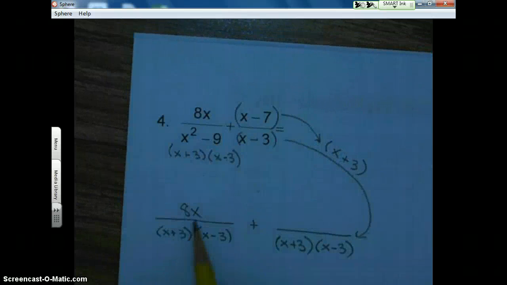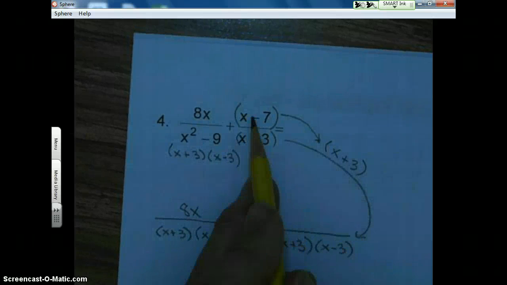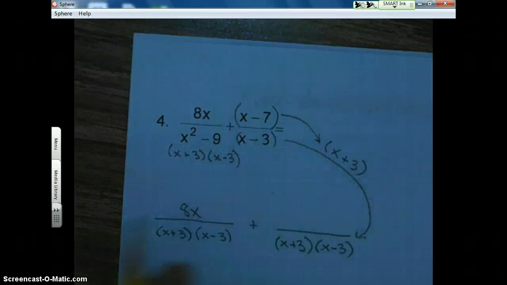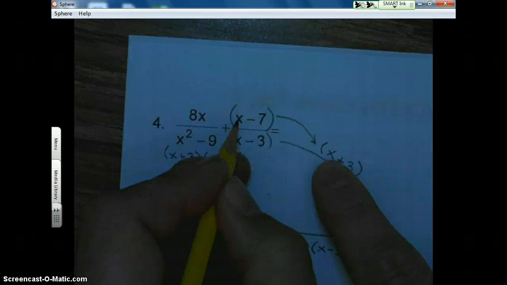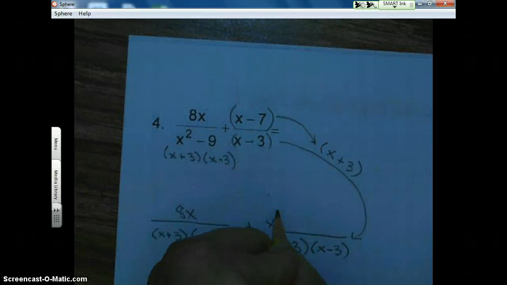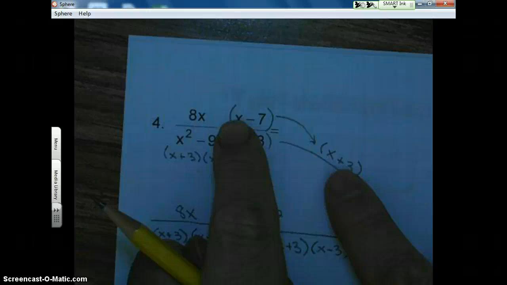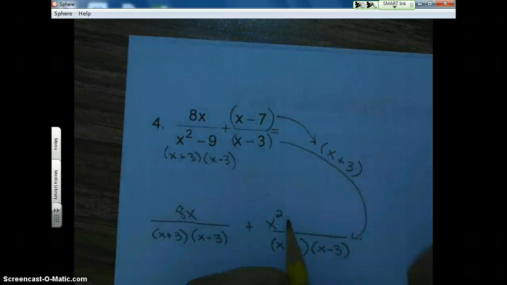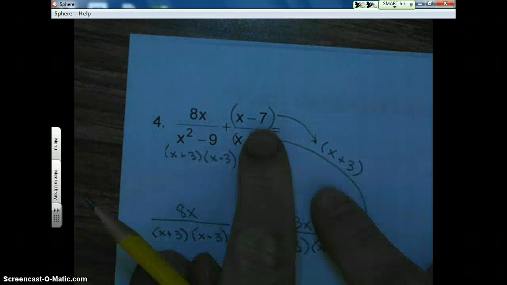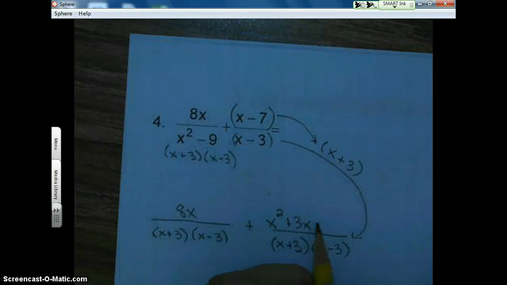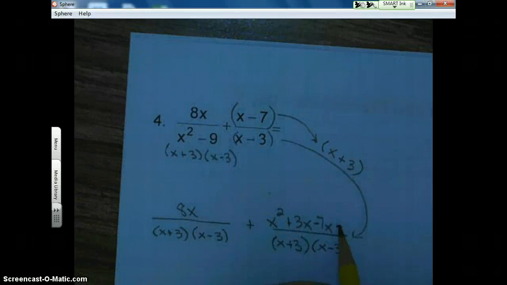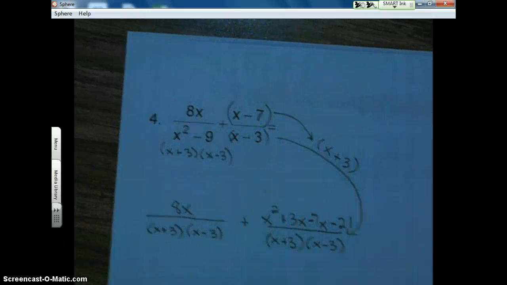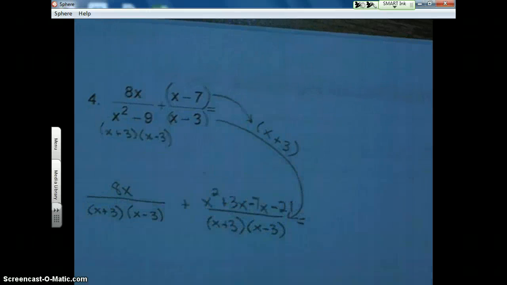So since we are combining on the top, we are going to want to FOIL this. So let's FOIL it real quick. X times x, x squared. Outer terms is 3x. Inner terms is negative 7x. Last terms is negative 21. FOILed it.